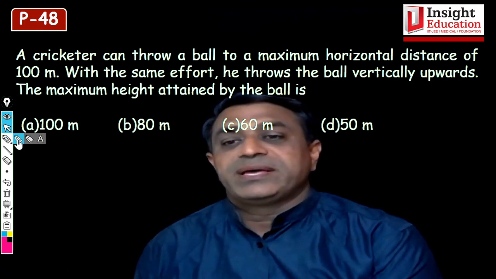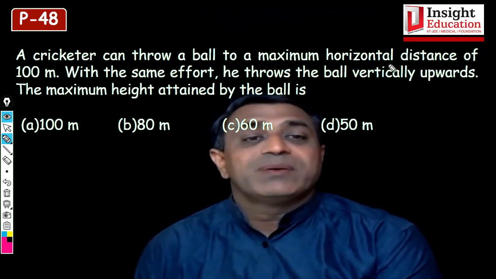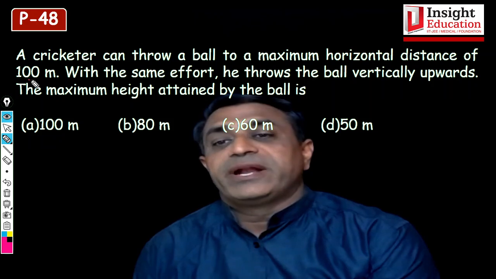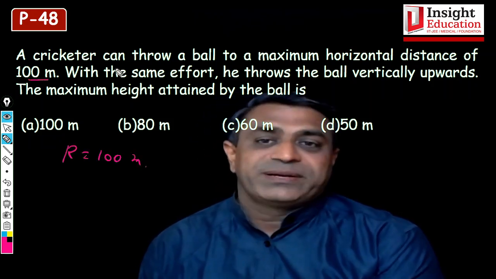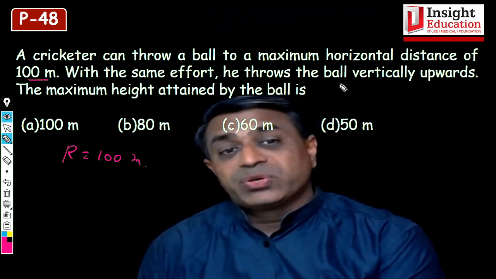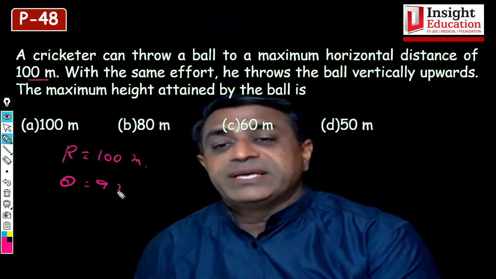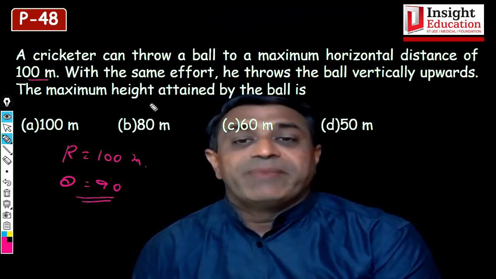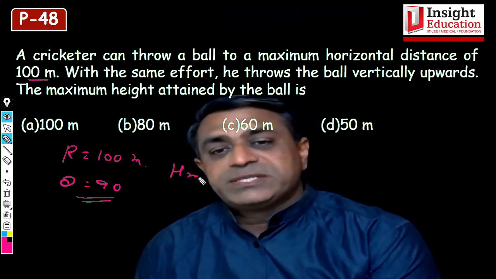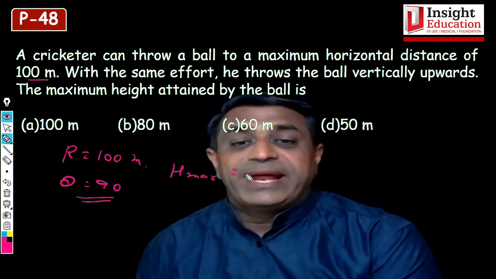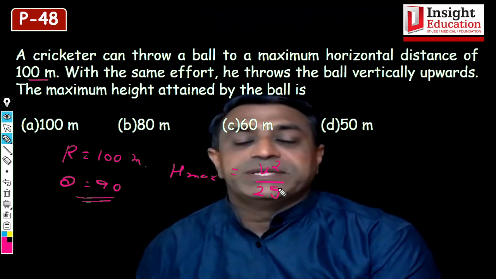Let us start with the example. A cricketer can throw a ball to a maximum horizontal distance of 100 meter. So that is R equal to 100. With the same effort, he throws the ball vertically upward. Vertically upward means theta is equal to 90. The maximum height attained by the ball, as we have already discussed, h maximum when theta is 90 degrees, is u square upon 2g.